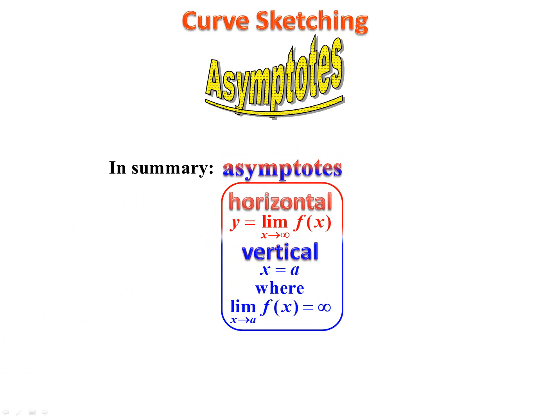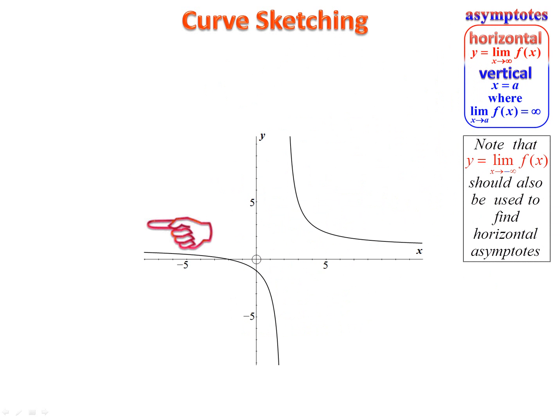There's the summary. Asymptotes. Horizontal, y equals the limit of f of x as x tends to infinity. Vertical is x equals a, where the limit as x tends to a of f of x is infinity. And don't forget that you can also have x tends to negative infinity. We can have negative infinity there, and we can have negative infinity there, going forever to the left.